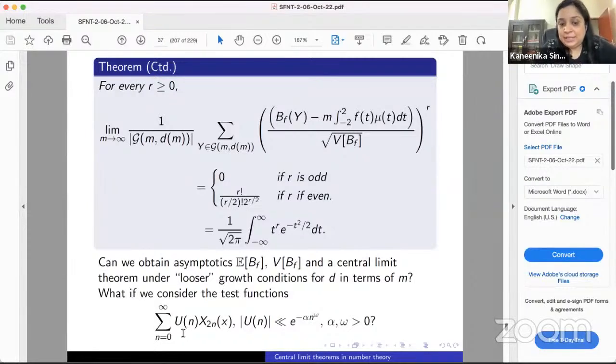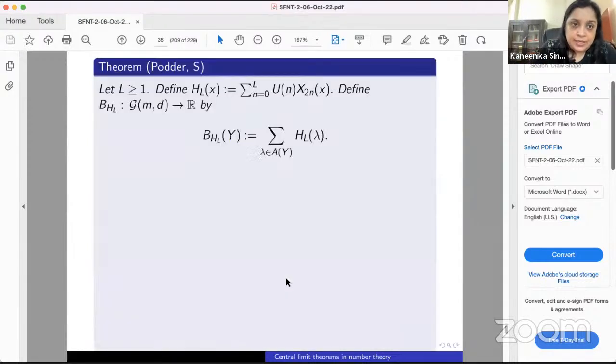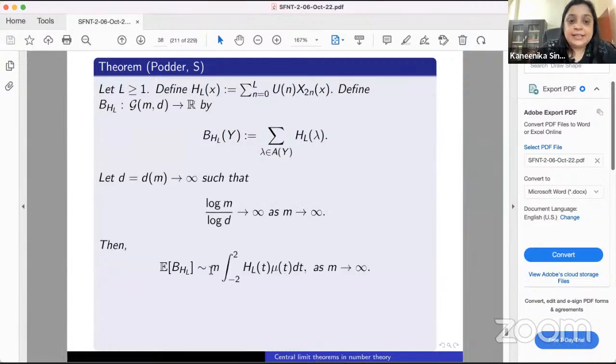So these are also combinations of your Chebyshev polynomials, and U of n have some kind of sub-exponential decay. Okay, so far what we have is results about expected value. Here we have that under these better growth conditions, which are much better than what Johnson had considered, we know that the expected value is asymptotic to the integral of H sub L with respect to the Sato-Tate measure. And we also have some results about variance and central limit theorems for some other types of test functions.